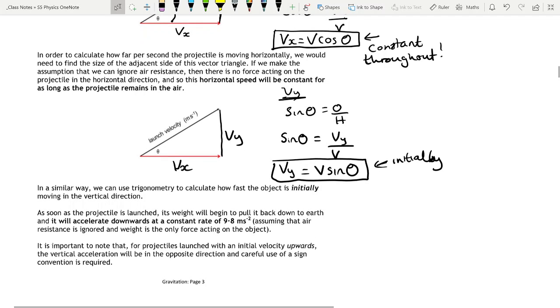I'll leave that for a little bit. If you've written that, read through the next example and just have a think about it.